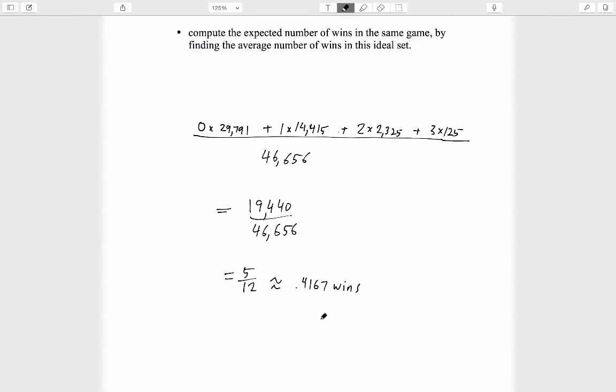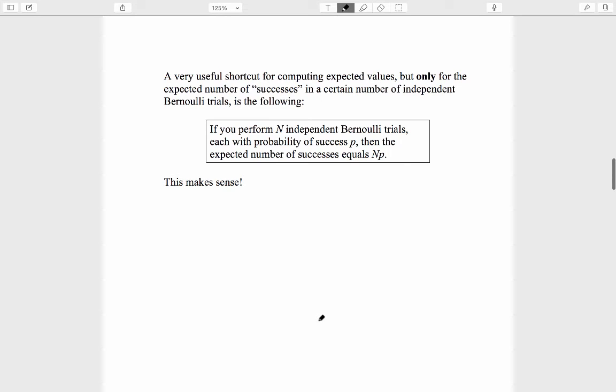Because the other reason for going through these laborious computations was as a setup for the following wonderful shortcut. A very useful shortcut for computing expected values, but only for the expected number of quote-unquote successes in a certain number of independent Bernoulli trials, is the following. If you perform n independent Bernoulli trials, each with probability of success, little p, then the expected number of successes equals n times little p.